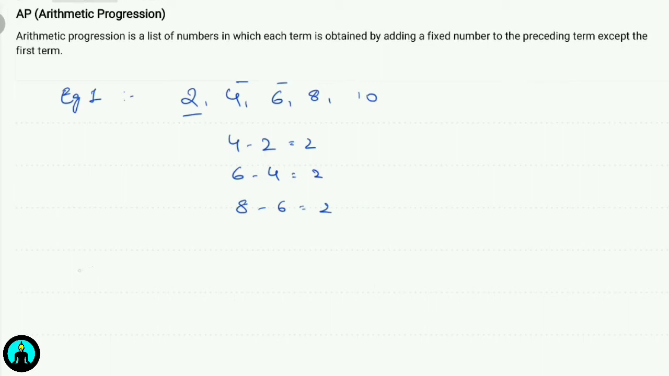Consider one more example, 1, 3, 5, 7, 9, where 1 is the first term, 3 is the second and 5 is the third term. For 3, 1 will be the preceding term. Similarly for 5, 3 will be the preceding term. So 3 minus the preceding term 1 is equal to 2, and 5 minus 3 is equal to 2. So the common difference here is also the same, 2.